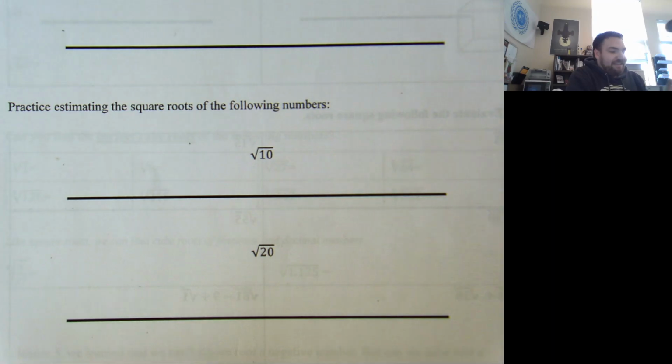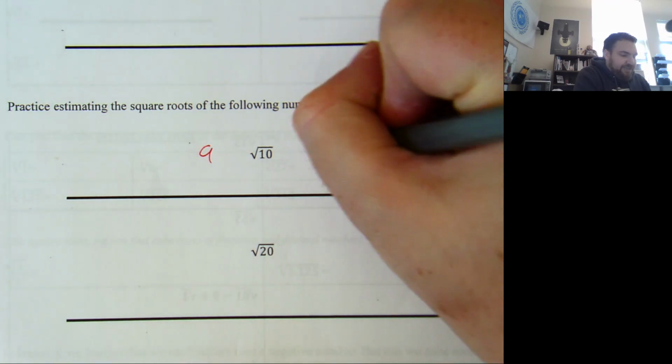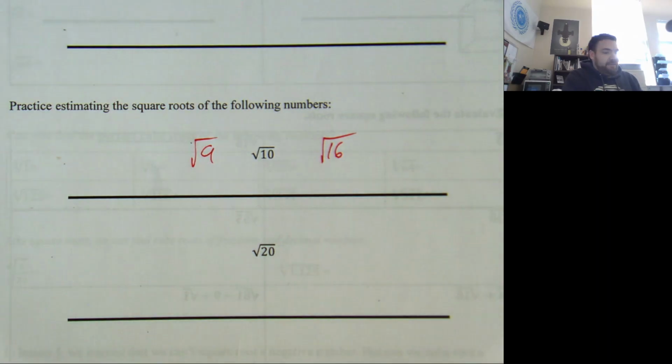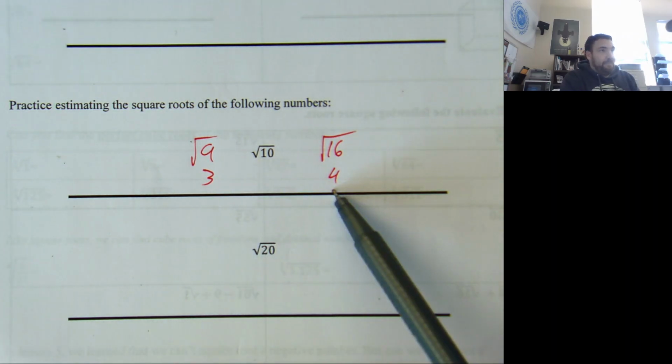So here we go. Let's take a look at the square root of 10. The square root of 10 is between what two perfect squares? 9 and 16. So on the low side, we're going to put a 9. On the high side, we're going to put a 16. And we're going to square root both of them. Square root of 9 is 3. Square root of 16 is 4. So the square root of 10 must be somewhere between 3 and 4.